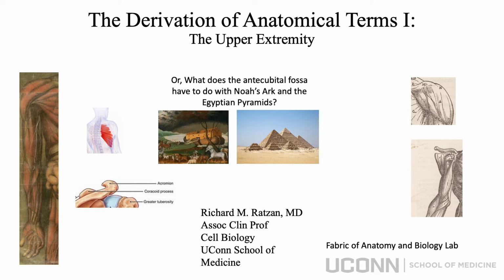Hello, my name is Richard Ratson, and I'm a physician in the School of Medicine at the University of Connecticut and Hartford Hospital. This presentation is going to go over the derivation of anatomical terms in general, but specifically the upper extremity. We're going to talk about the serratus anterior, the coracoid process of the scapula, the deltoid muscle, and the antecubital fossa.